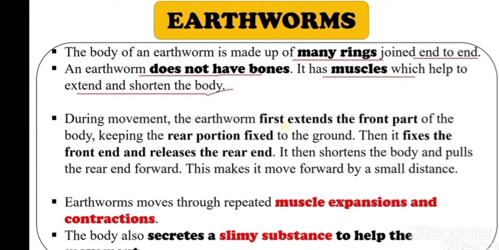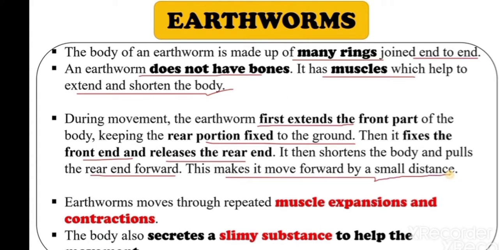Now during movement, the earthworm first extends the front part of the body, keeping the rear portion fixed to the ground. Then it fixes the front end and releases the rear end. It then shortens the body and pulls the rear end forward. This makes it move forward by a small distance.